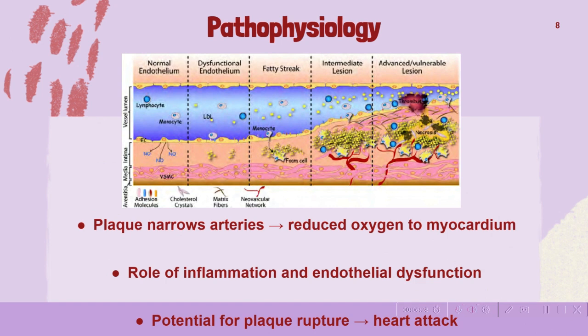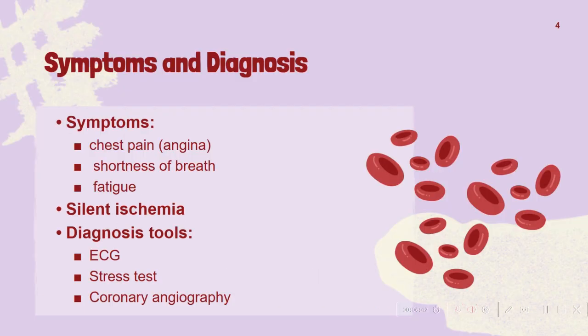Coronary artery disease commonly presents with symptoms such as chest pain or discomfort, which may feel like pressure, squeezing, or fullness in the chest. This pain can also radiate to the shoulders, arms, neck, or jaw. Other symptoms include shortness of breath, especially during physical activity, and fatigue, which results from the heart's reduced ability to pump efficiently due to decreased oxygen supply.